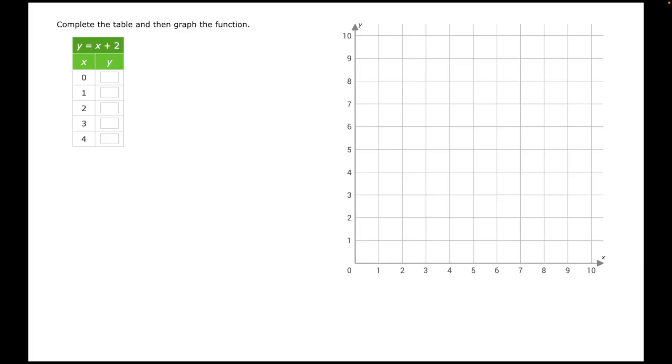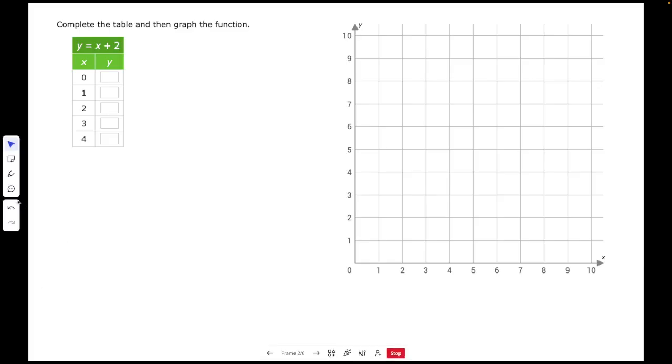Before attempting this lesson, you should know how to add, subtract, multiply, and divide with positives and negatives, or you need to have a calculator that can do it for you. You should also know how to graph. And if you need refreshers on any of those topics, I will link them in the description below.